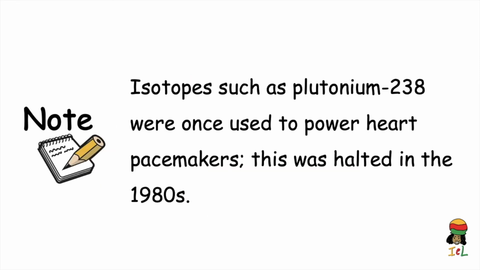Now, isotopes such as plutonium-238 were once used to power heart pacemakers. The use of nuclear heart pacemakers came to a halt just about the mid-1980s as lithium-powered pacemakers took over the market, and these were deemed safer.